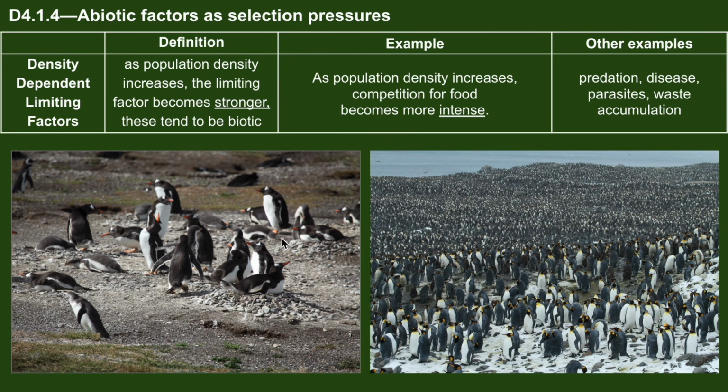These factors are going to tend to be biotic or based on living things. As population density increases, competition for food becomes more intense is another example. Other examples include predation, disease, parasites, and waste accumulation.